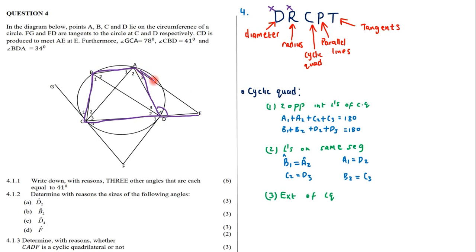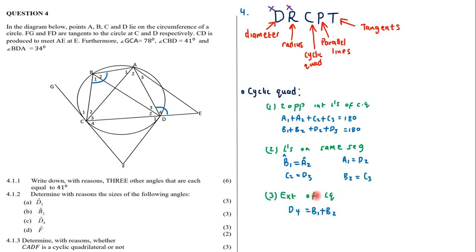But A3, on the other hand, is not an extension of CA, because an extension should be something into that line, right? So when we're talking about the exterior, I've already mentioned it, it is going to be D4. Now D4 is going to be equal to an angle that is an opposite interior. What angle would that be? So it will be that angle there. So D4 is equal to B1 plus B2, right?